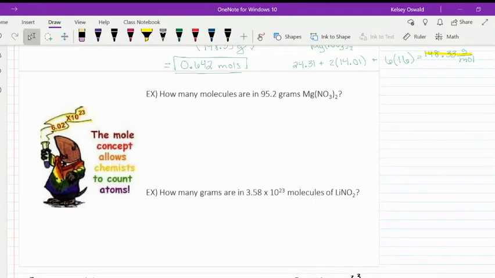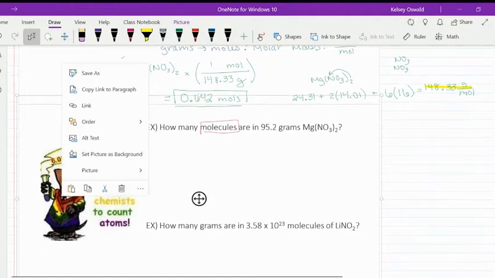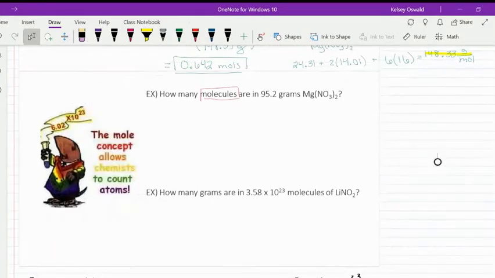This example is going to take it 1 step further. So now we want to see how many molecules we have in 95.2 grams of Mg(NO3)2. So in our previous example, we found out how many moles there were. Now we want to figure out how many molecules we have. So we saw in our previous example that we can go grams to moles by using our molar mass. Okay, that's the relationship we have between mass and the number of moles. We then are going to want to take it 1 step further.